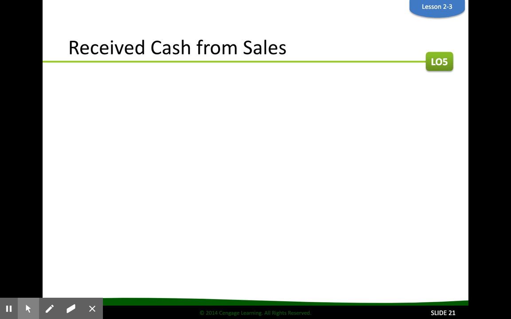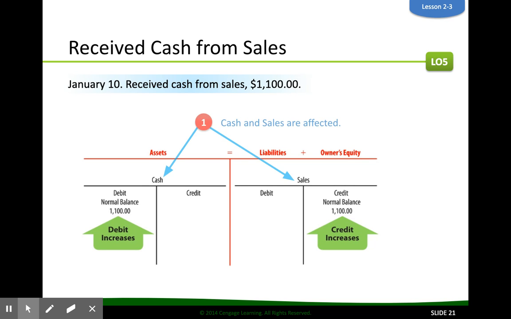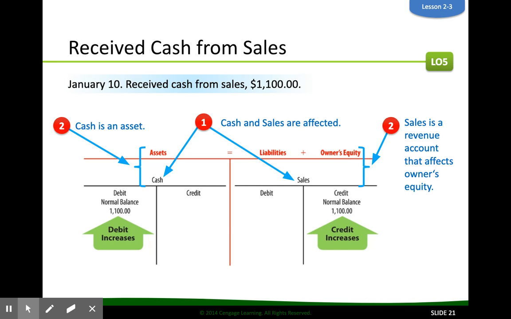So let's go through our first transaction here talking about sales. So we have received cash from sales, $1,100. In chapter 1, we would have had cash and owner's equity. Now, question number 1, the 2 accounts that are affected, we now have cash and we have sales. So a special account dedicated just to sales. Okay, question number 2, how do we classify these? Cash is an asset. Sales affects owner's equity. So that's pretty simple. Left side of the accounting equation and the right side of the accounting equation.